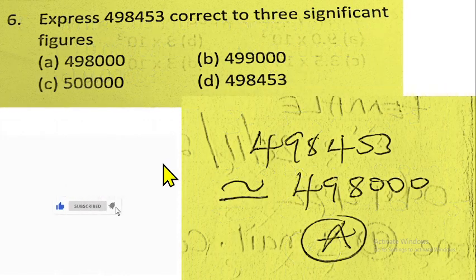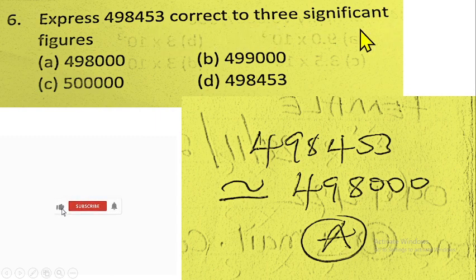Let's see question number 6 now. Question number 6 says express 498453 correct to 3 significant figures. The question is still on approximation. So for 3 significant figures, the third significant number here is 8. So look at the number after 8. Is it up to 5? If it's up to 5, round it up to 1 and add it to 8.